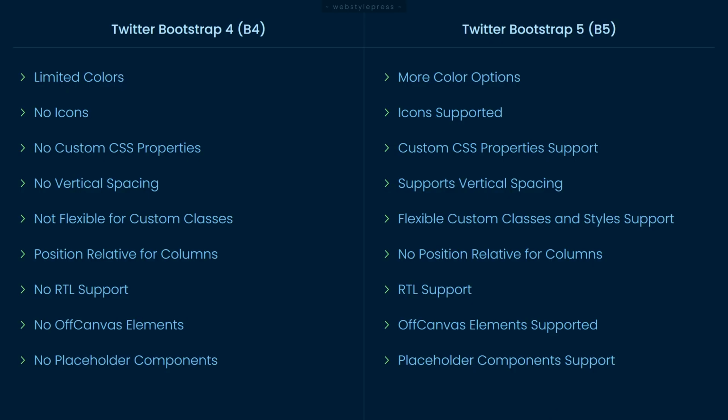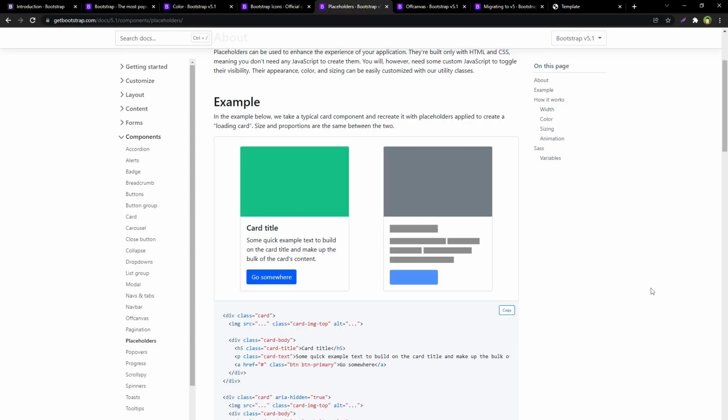Placeholder components have been added in Bootstrap 5. You can create loading components by using placeholder elements easily in Bootstrap 5. For example, in Bootstrap 5, this is card component, and we can recreate it with placeholder applied to create a loading card.